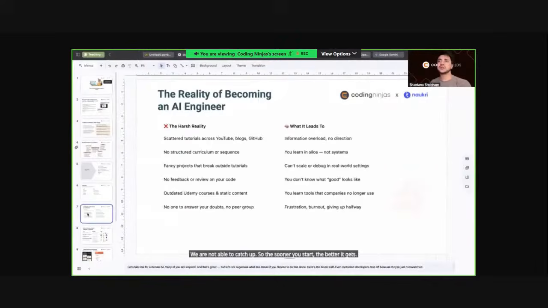Many of you would be inspired, but let's not sugarcoat what lies ahead if you choose to do this alone. There's a brutal truth: even most motivated developers will drop off because they're overwhelmed with a lot of new technologies. When I started learning AI, I was a full stack engineer with a touch of data analytics and machine learning. When I started Gen AI, everything was very new to me. I didn't understand a lot of terms, and I thought, I'm already good at something, why should I learn something new? Because I have to. And then most people would actually give up. The reality is that it is overwhelming for sure, but it should not be a viable reason for you to give up.